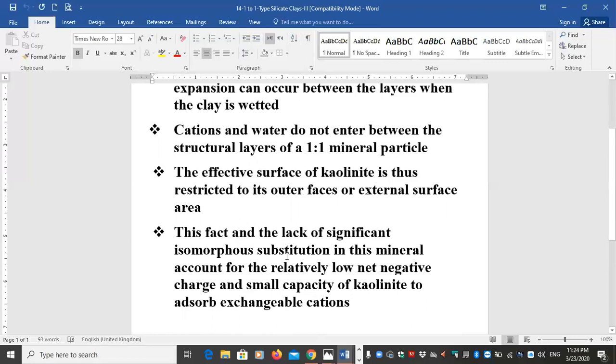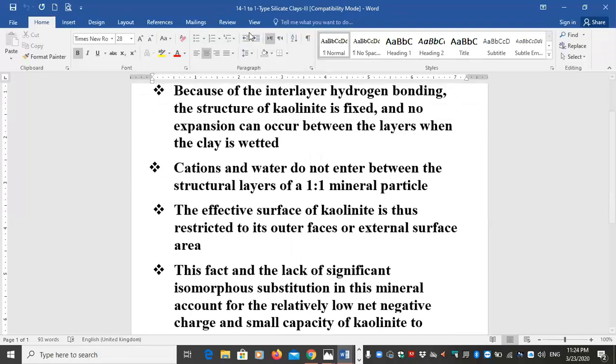So the isomorphous substitution is the cause of the negative charges. The more isomorphous substitution, the more negative charge you have. This one does not have a very large substitution. So it has low isomorphous substitution, which means low negative charge, which means, of course, low cation exchange capacity, or not many exchangeable cations can be absorbed on this type of clay.